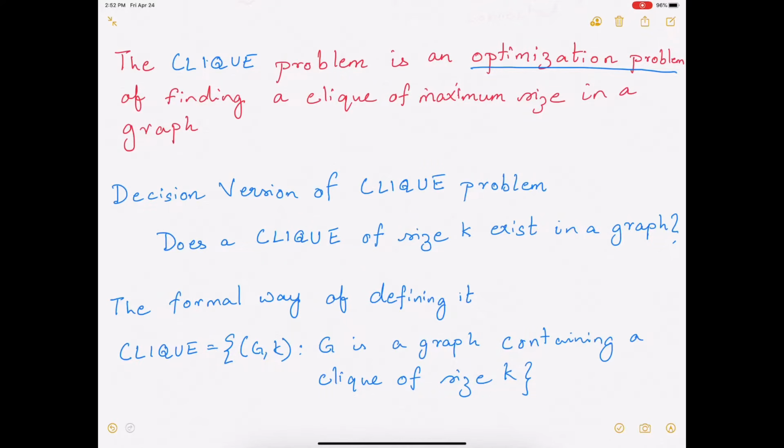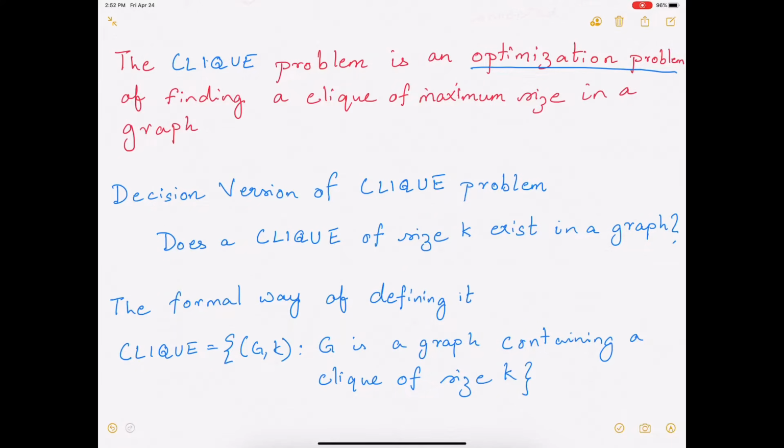Let's look at the decision version of clique. The decision version is much simpler. The question that we are asking is, does a clique of size k exist in this graph? So you're given a graph, and the question is, does a clique of size k exist? The k could be anything, like, does a clique of size 5 exist in this graph? Does a clique of size 10 exist in this graph? That's the question that we are trying to answer. And once again, note that we are not trying to find a clique of size k. We are just answering whether it exists or not. So it's a yes or no answer.